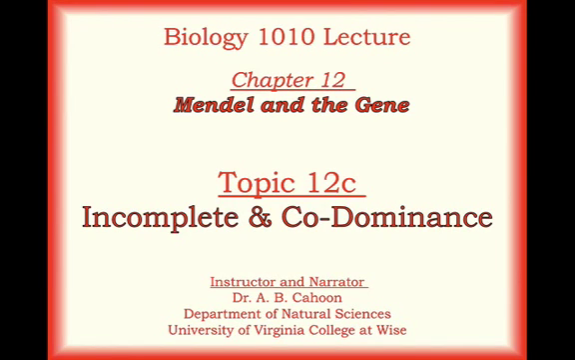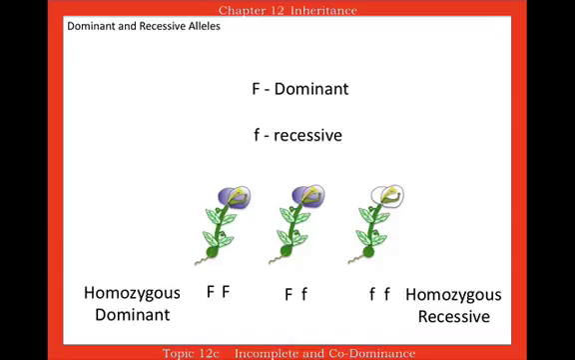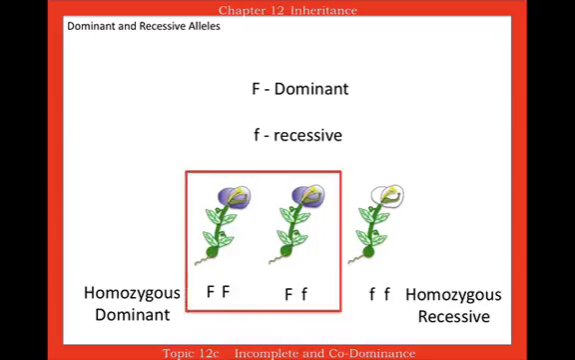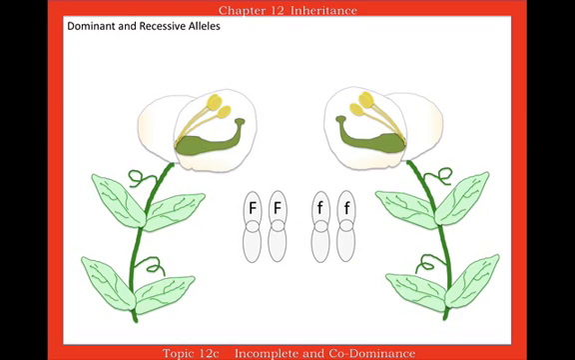Topic 12C, Incomplete and Codominance. In our examples so far, there have been two alleles, dominant and recessive, and in these, one dominant allele is all that's necessary to produce a fully dominant phenotype. A dominant allele can generally be defined as a fully functional version of a gene.